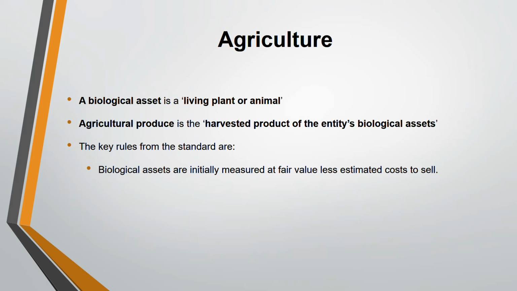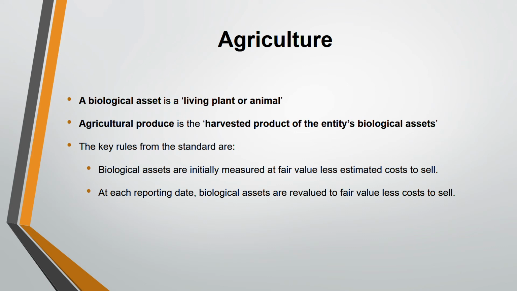Remember, this topic is usually asked as a discussion question, but if they ask you to measure, they will give you the amounts, and this is very simple, not complicated. They will give you the fair value and the estimated cost to sell. What you have to do is just deduct the estimated cost to sell from the fair value, and that's the value. No choice, fair value less cost to sell only. Initially you measure it, that means for the first time. Next, at each reporting date, this biological asset has to be revalued to fair value less cost to sell only. Every year it will change, so you have to remeasure it every year.